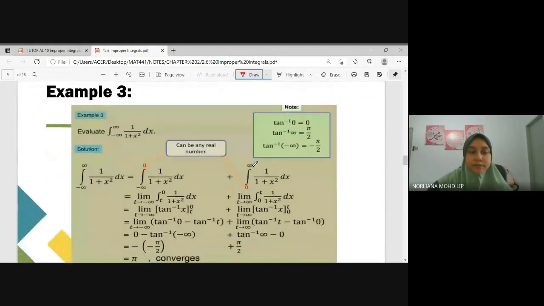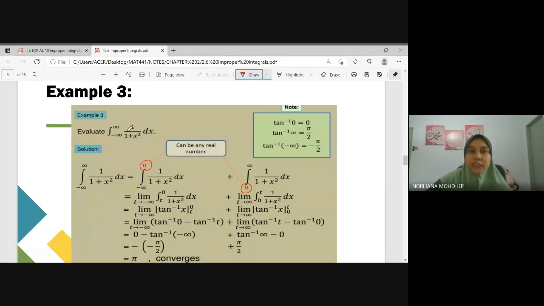Okay, example 3. Evaluate the integral of 1 over 1 plus x square from negative infinity to infinity. For this one, you must separate it into 2. As before, negative infinity to a plus a to positive infinity. Here a can be any real number. For example, a can be any real number, but here you cannot choose a value where 1 over 0 occurs. Substituting negative 1 would also work. So this is any real number.